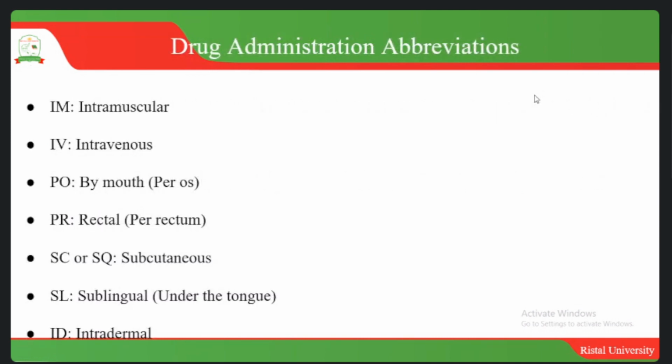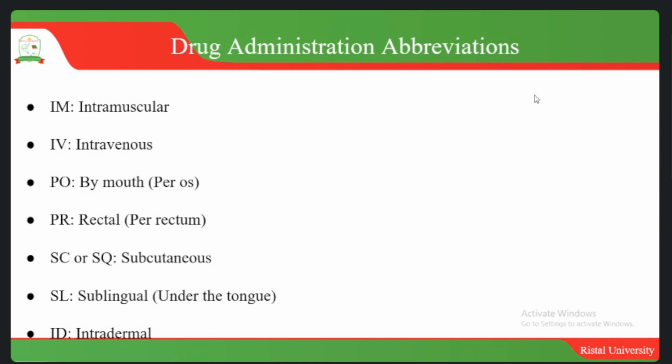Drug administration abbreviations are as follows. IM: when the physician's drug order or the prescription has IM, then you know it is intramuscular. You have to give this drug intramuscularly, whereby you inject it deep into the muscles, and that's what is meant by IM.